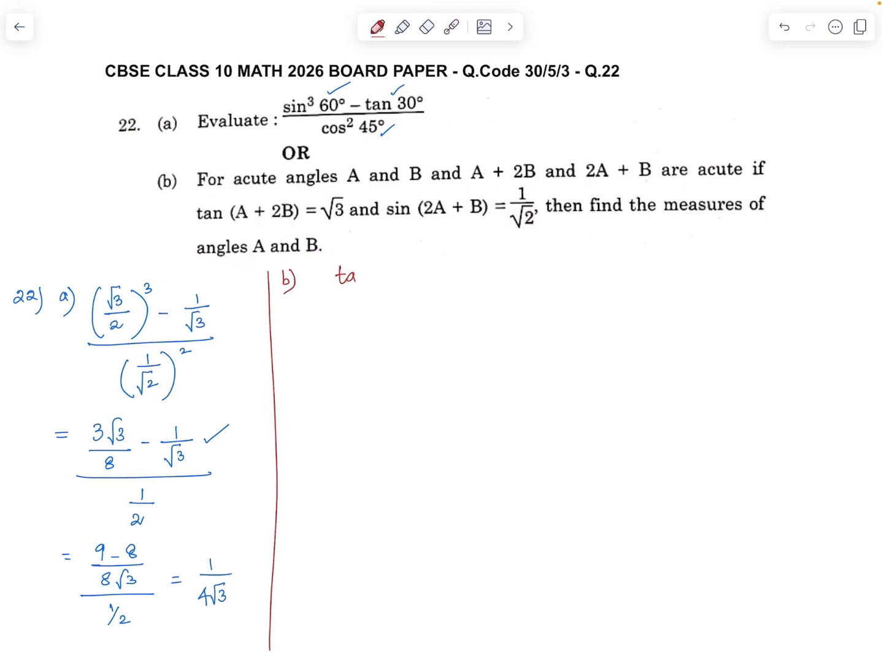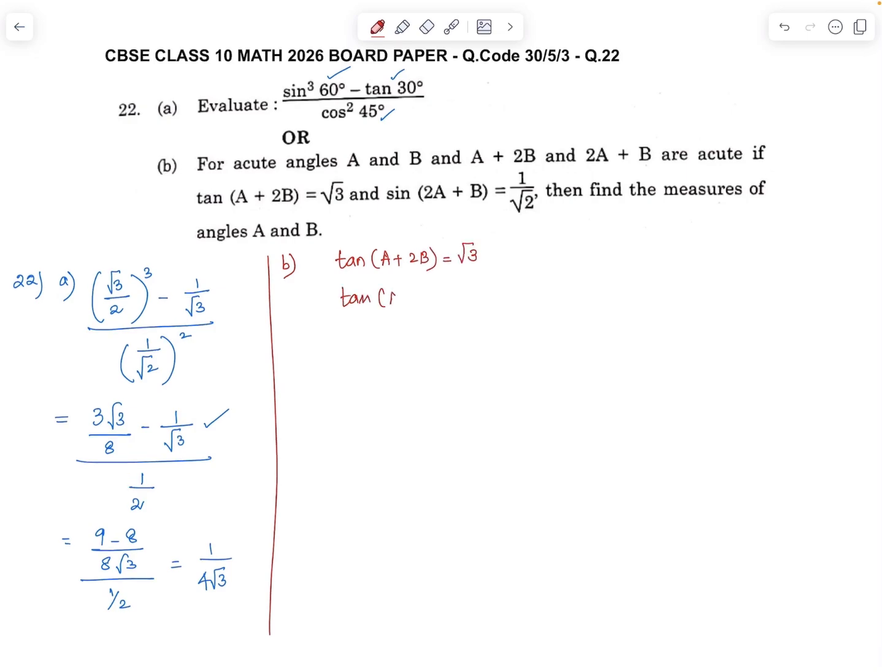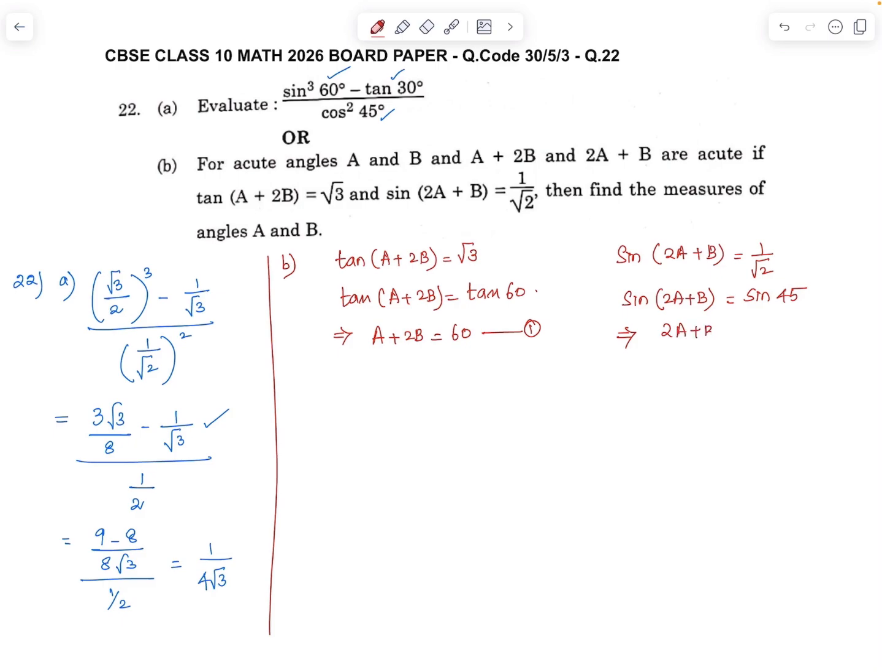The given statement is tan (A plus 2B) is root 3. We get root 3 for tan 60, which implies that A plus 2B is equal to 60. Let this be equation 1. The next condition given is sin (2A plus B) is equal to 1 upon root 2. Let's try to represent the right hand side also in terms of sine. So the equation becomes sin (2A plus B) is equal to sin 45, which implies that 2A plus B is equal to 45. Let this be equation 2.